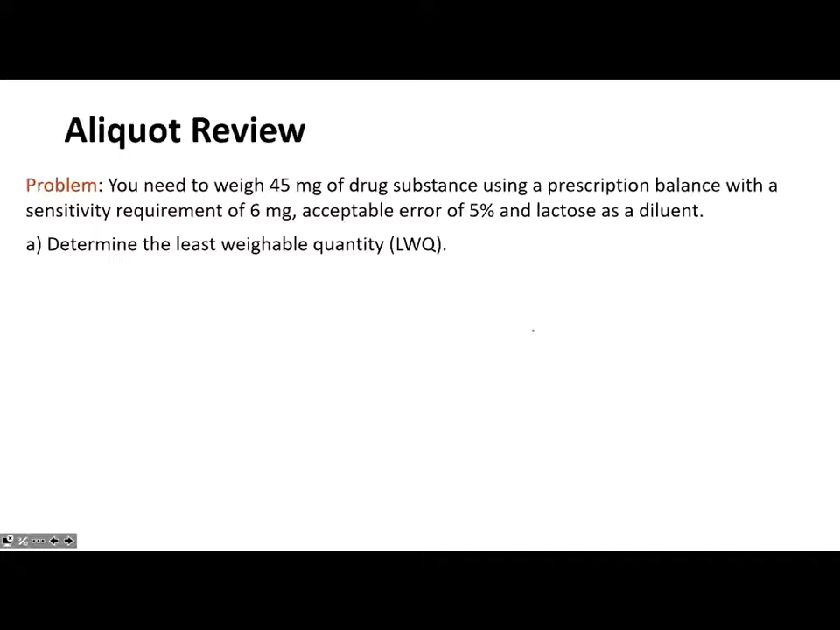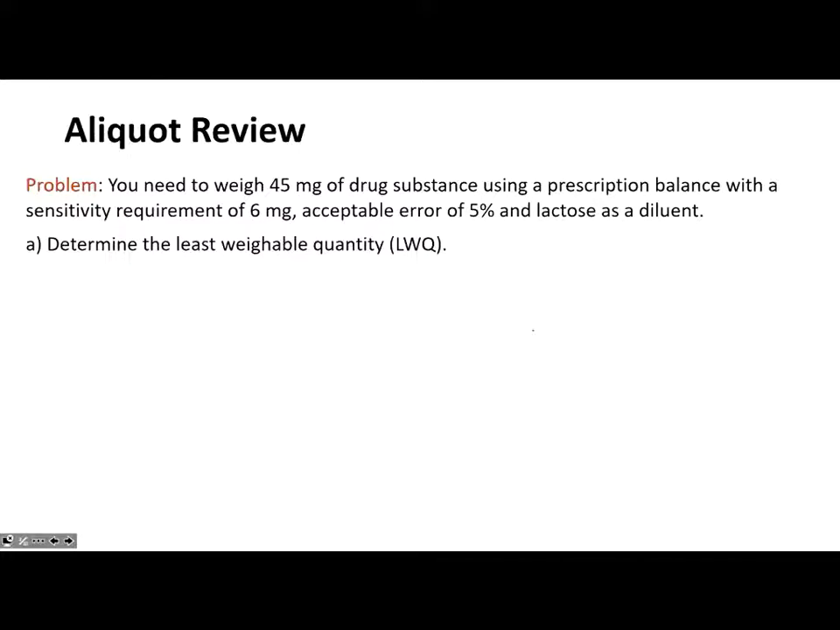All right, so an aliquot is a type of calculation you perform when you need to weigh less than you can accurately weigh. In this case, we want to weigh 45 milligrams. Can we accurately weigh that? So the first question, letter A, says, what is your least weighable quantity? Given the sensitivity requirement of 6 milligrams and 5% error, what is the least amount we could weigh? Do you remember that?